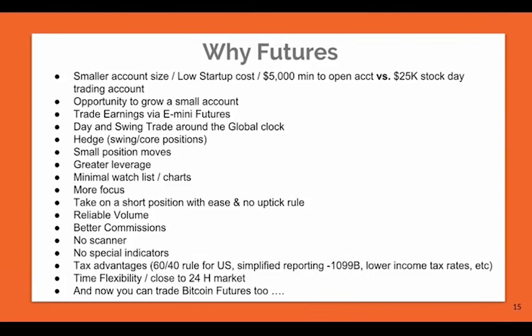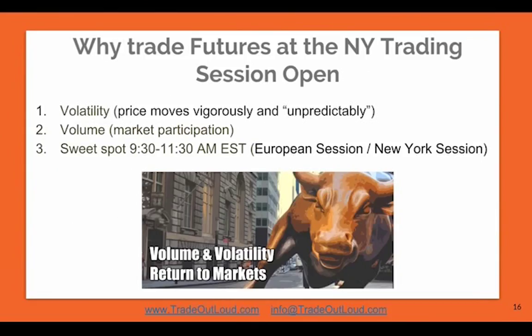Guess what? You get a 1099-B form, you file it with your taxes, and you're done. So you have a savings too when it comes to taxes. The time flexibility, like I mentioned, 24-hour market. And guess what? Now you can trade Bitcoin. If this is something that you are looking forward to, basically you can trade Bitcoin right now.